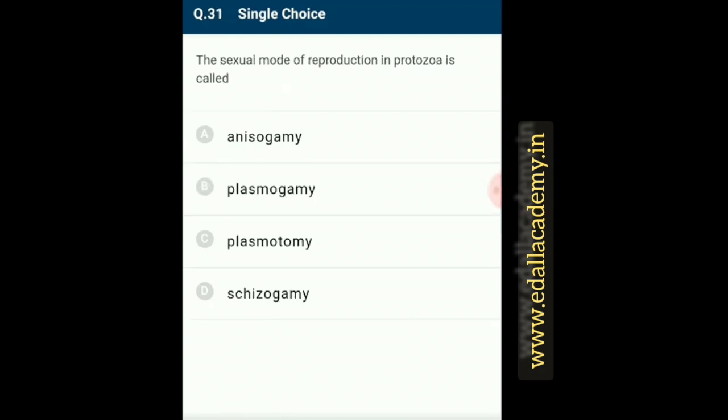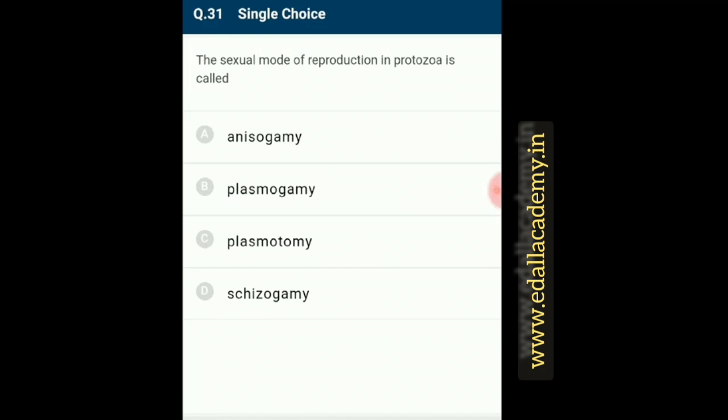Question number 31. The sexual mode of reproduction in protozoa is called. Reproduction is the process of producing fertile offspring which look similar to the parent. The sexual mode of reproduction is the reproductive process where two gametic cells fuse to produce a zygote. Protozoa are a group of unicellular organisms coming under the kingdom Protista. These are either free living or parasitic in nature.